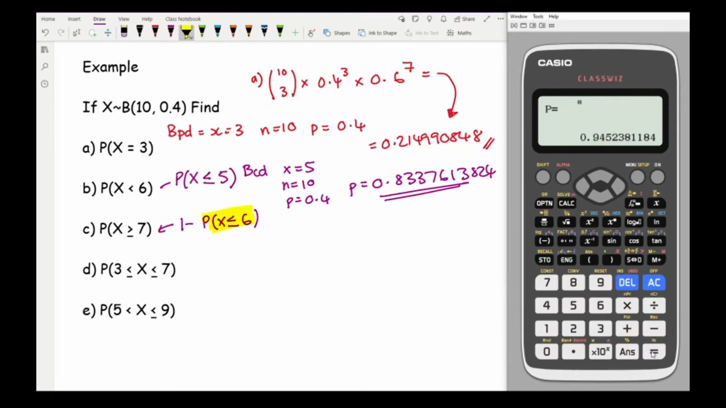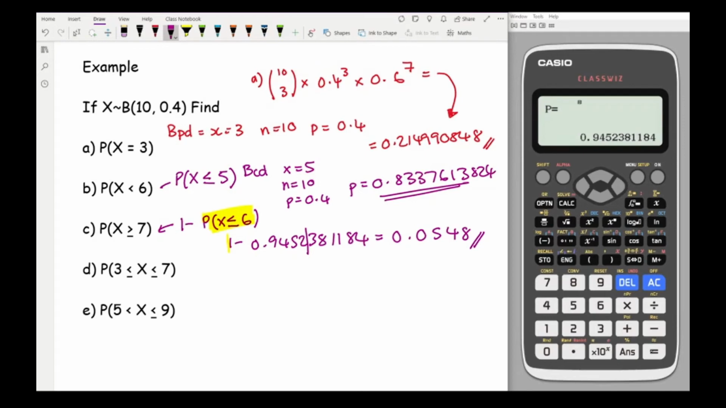So what I need to work out then is 1 minus 0.94523811184, and I do that on my calculator and I should get the answer to 4 decimal places. So if we round it up to there, we get 0.0548, and there is my final answer. So again, there are several ways in which you can actually work this out. It depends on how intuitive you are of working through such questions.